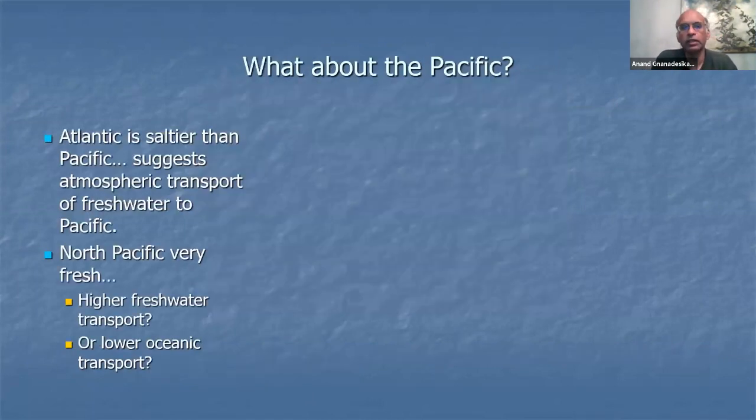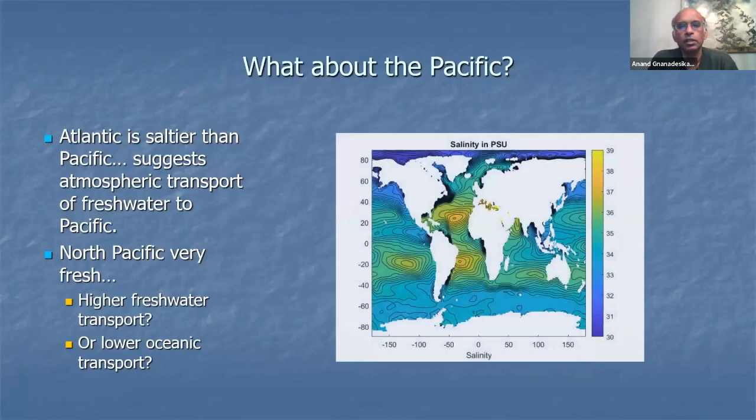What about the Pacific? So we can see that the Atlantic is saltier than the Pacific here. So this suggests that in order to maintain this over time, there must be some net atmospheric transport of fresh water to the Pacific. The North Pacific is very fresh relative to, in fact, most of the rest of the ocean.